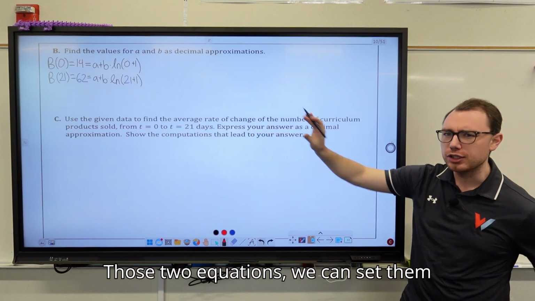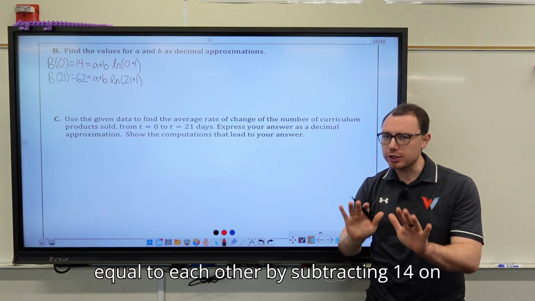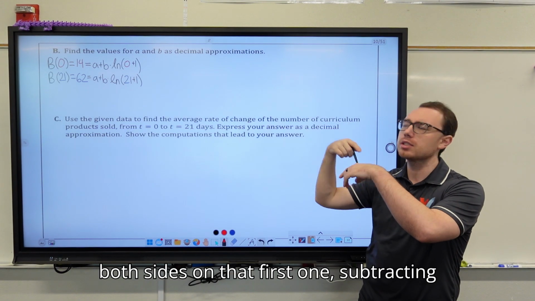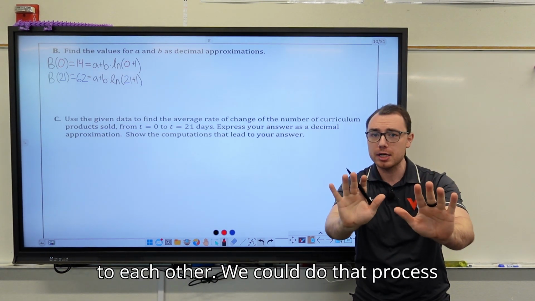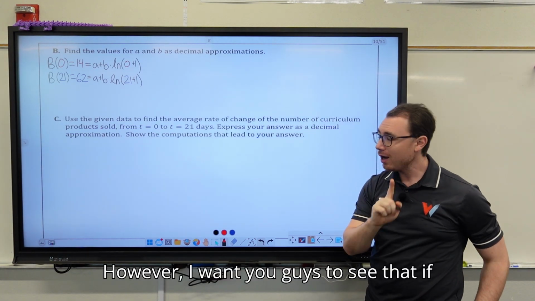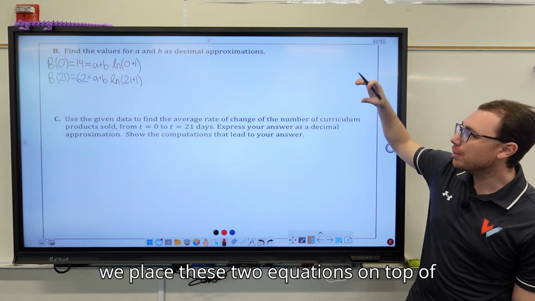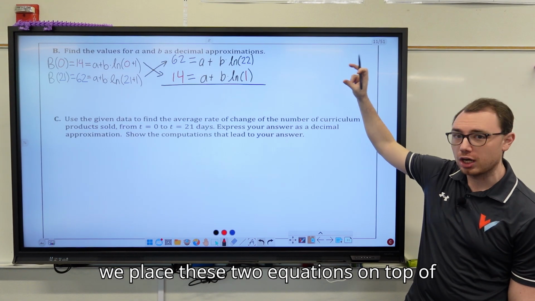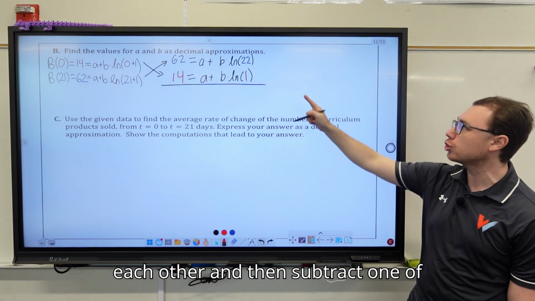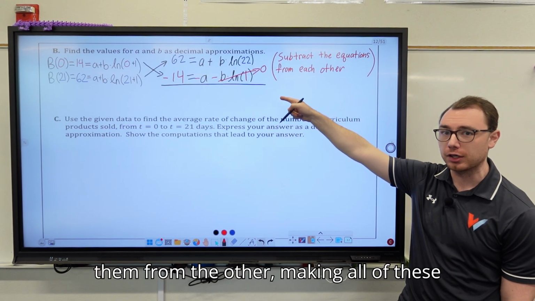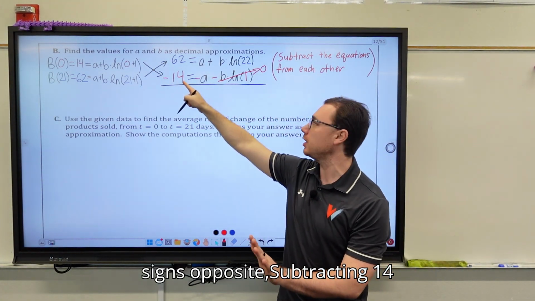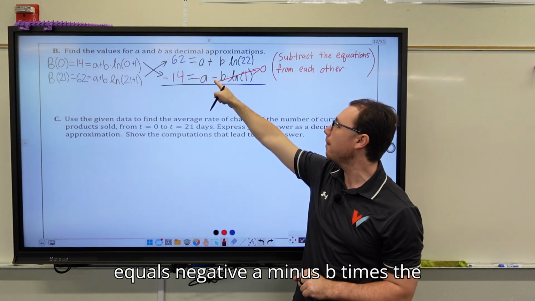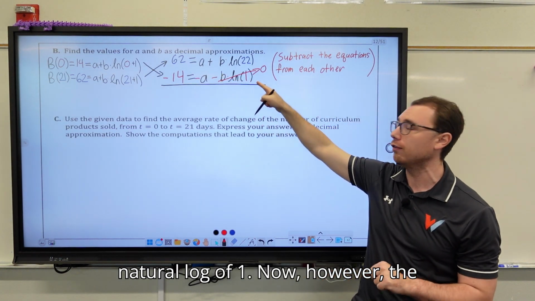Those two equations, we can set them equal to each other by subtracting 14 on both sides on that first one, subtracting 62 on both sides, and setting them equal to each other. We could do that process like we did in the previous videos. However, I want you to see that if we place these two equations on top of each other and then subtract one of them from the other, making all of these signs opposite, we get subtracting 14 equals negative a minus b times the natural log of 1.